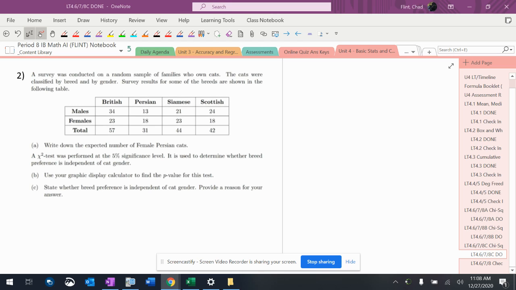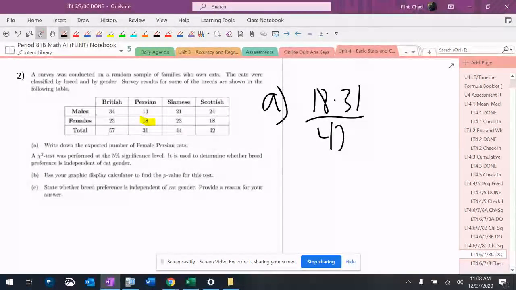So another one of these problems that we have to do, this one's got a little bit different stuff to it. They often ask you to find one expected frequency to prove you know how to do it. So female Persian cats is this box right here. So it's row total, which is 18, times column total, which is 31, divided by grand total, which is 42.